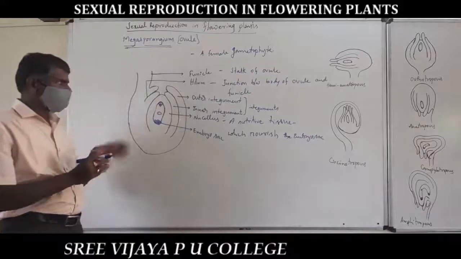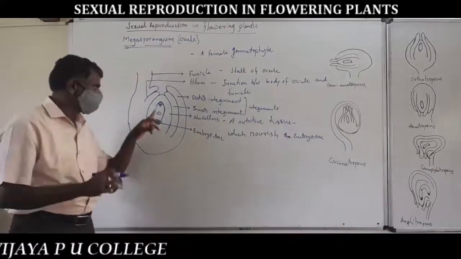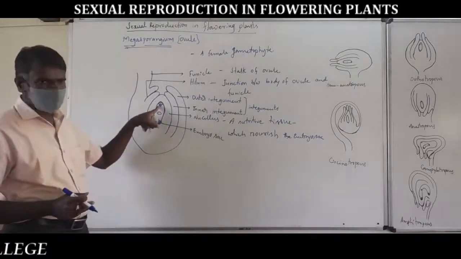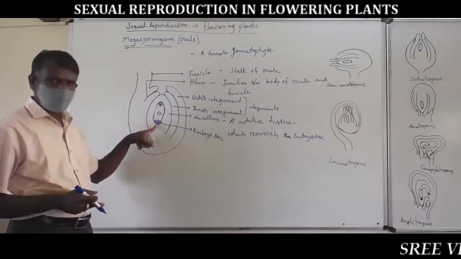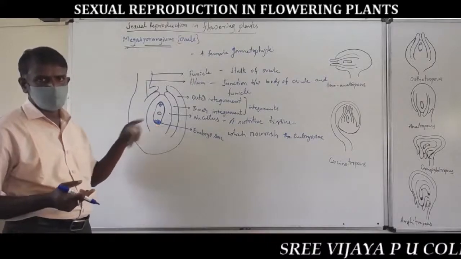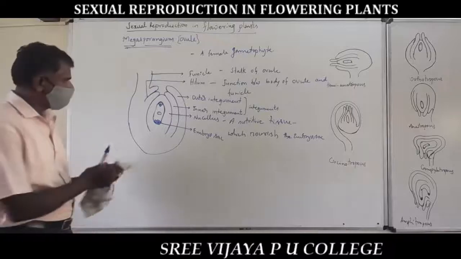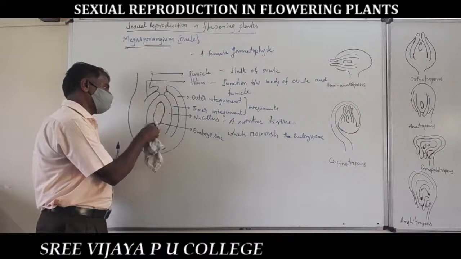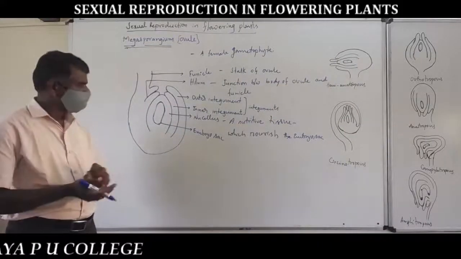So we need not write in the same diagram. It is enough, I just show the cells of the embryo sac. It consists of 3 egg apparatus, 1 central cell or diploid polar nuclei, and the 3 cells which are present in the chalazal region, those are called antipodals. We discussed this one also, that is in the next. So it is the embryo sac.